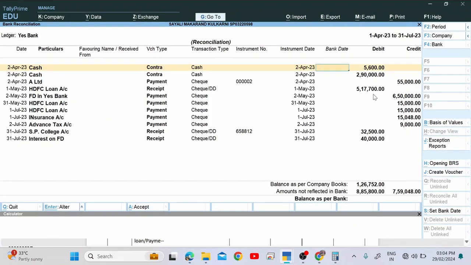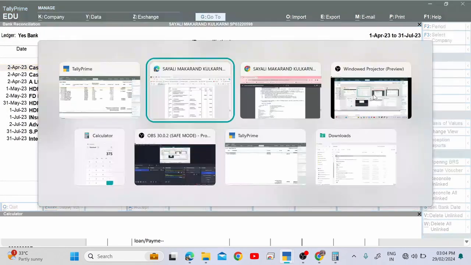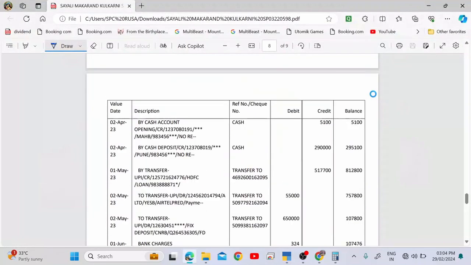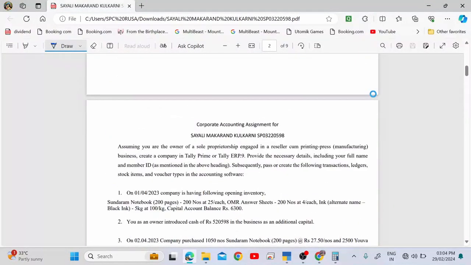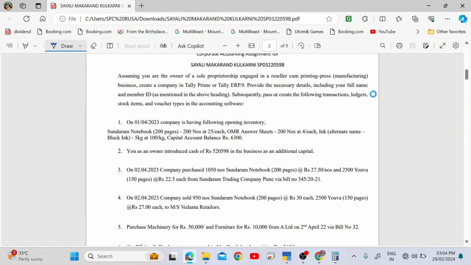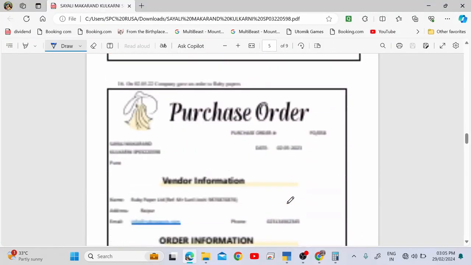You have opened a bank account in Tally. Control enter. Cash deposit 5,600 rupees. Let me check. I have to revise now. You have opened the bank account. Where have you opened the bank? By depositing 5,600 rupees, you have opened the bank account.